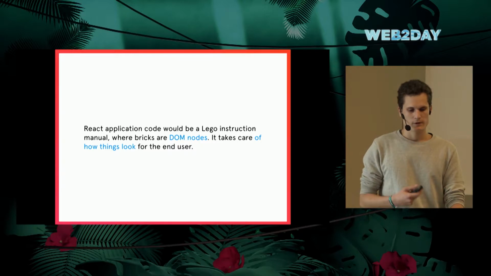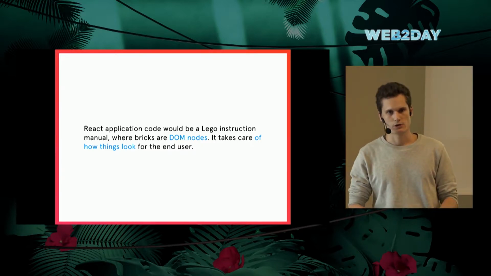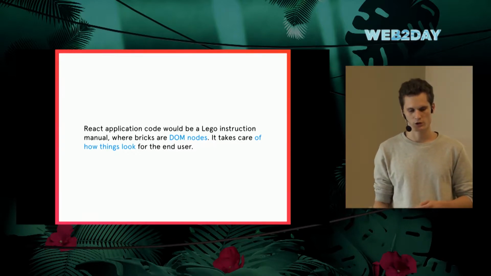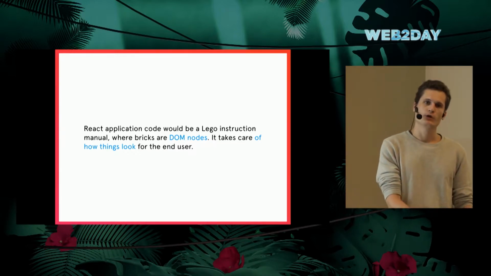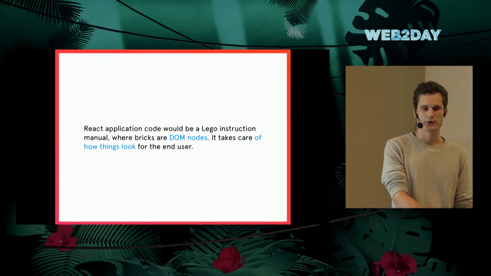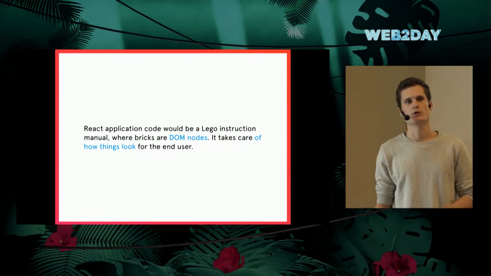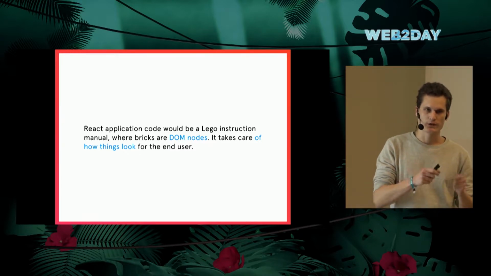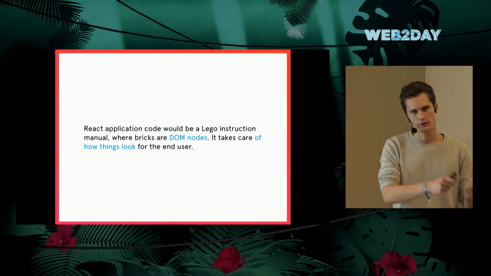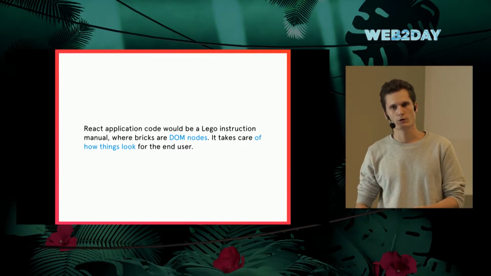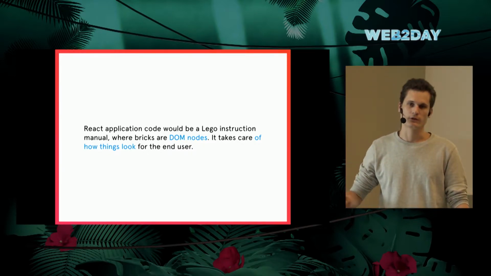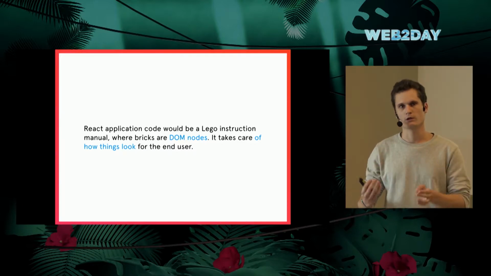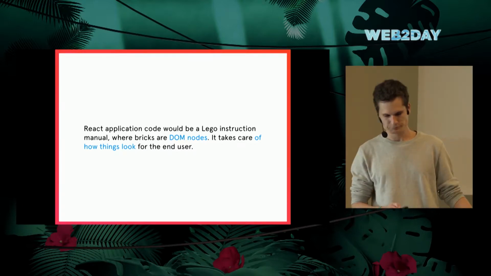In this analogy, the React application code, the code you actually write to run your website, would work pretty much like the Lego instruction sheet. The Lego bricks would be substituted by the DOM nodes, so lists or paragraphs, tables, etc. And then React would assemble those bricks following the instruction sheet that you wrote, your code, and you get your result. So React is really focused on how things will look for the end user of your website.